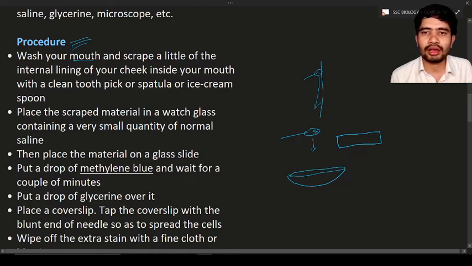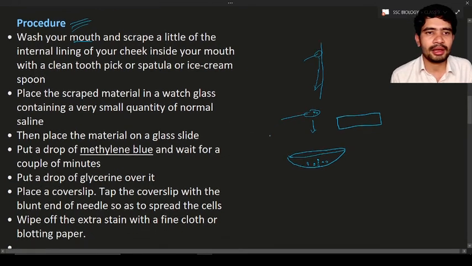So put the tissue of cheek cells inside the watch glass, and pour methylene blue. Okay, so pour a small amount of methylene blue, and as a result what will happen, these cells will take some amount of dye. Also you have to put a small quantity of saline. Saline is nothing but salt water. Okay, so then place the material.